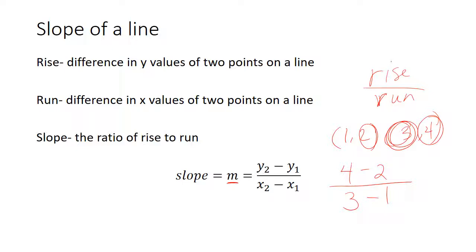And then from there, you just simplify. 4 minus 2 is 2. 3 minus 1 is 2. So this would give you a slope of 1.